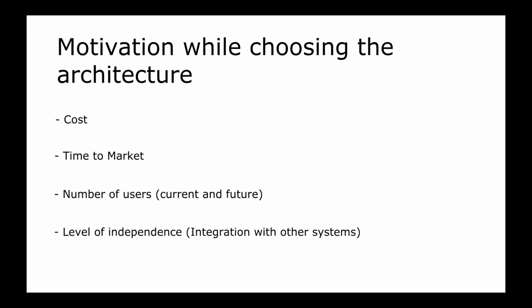Level of independence. If you're building software that is supposed to be used in multiple apps, or probably in multiple scenarios, probably go with a microservice architecture. So these are some of the decision-making criteria whenever you are about to choose a particular architecture.